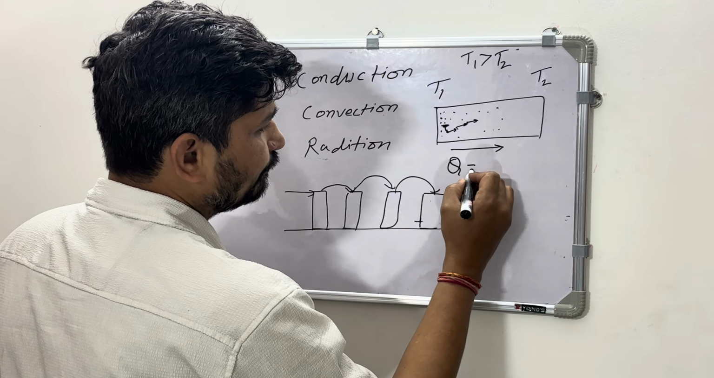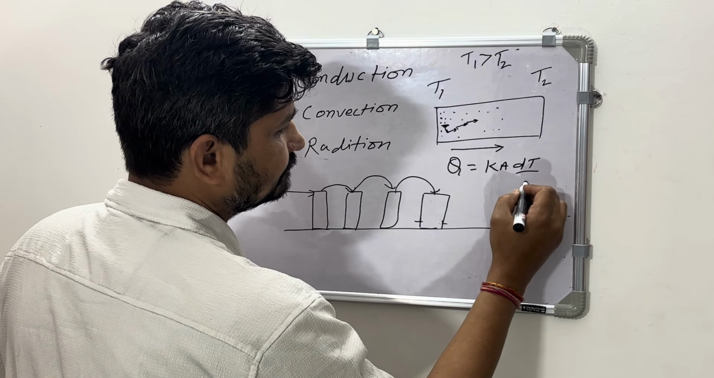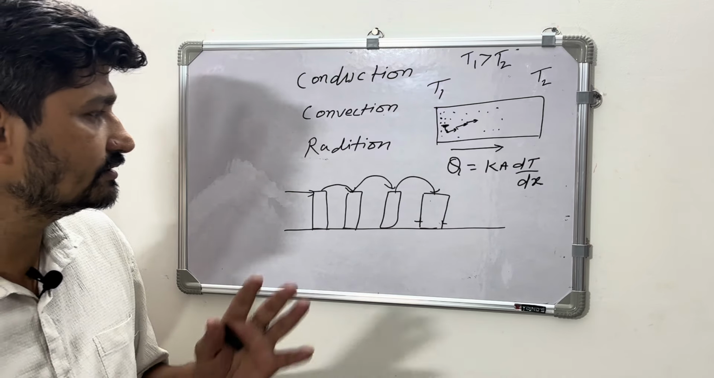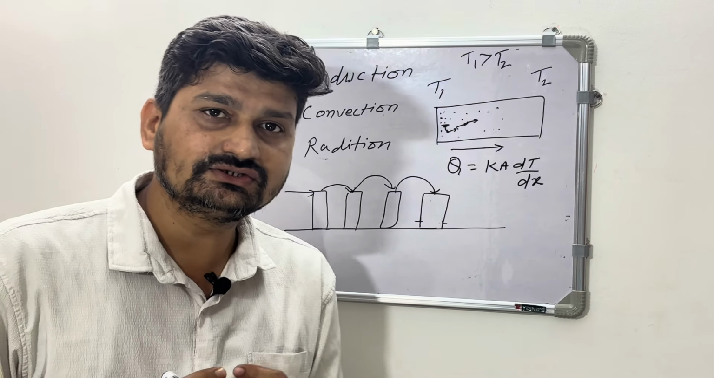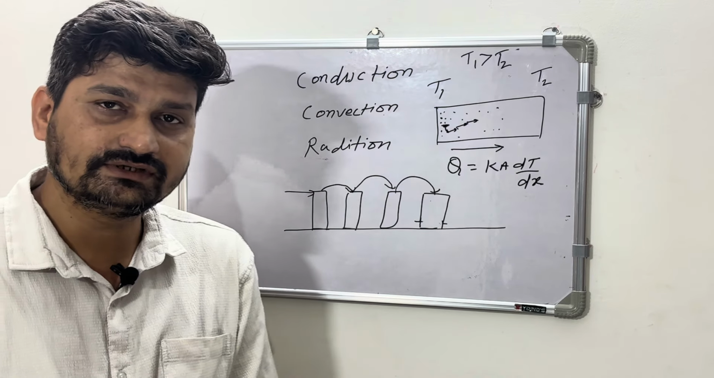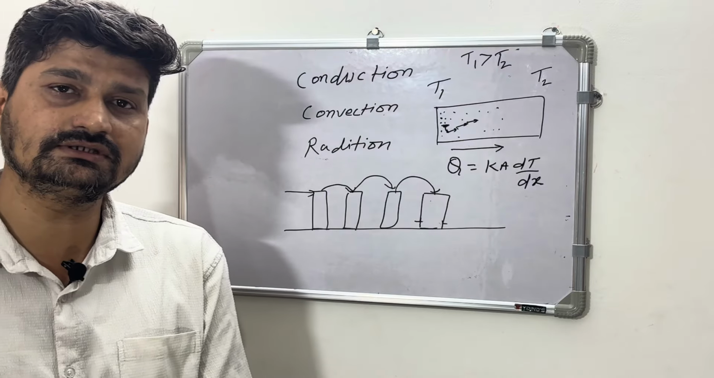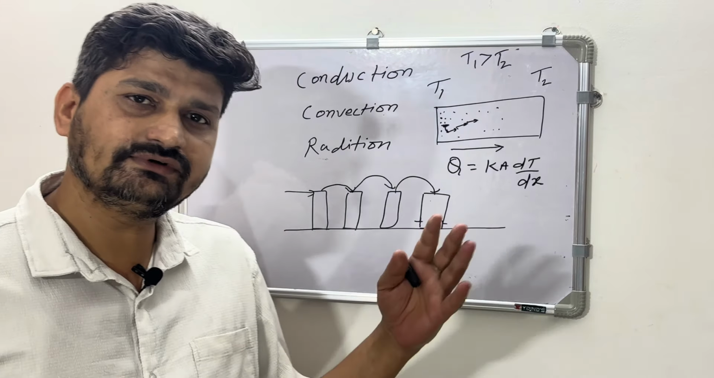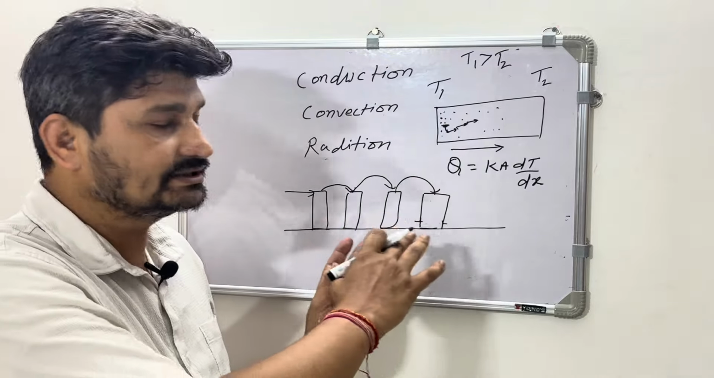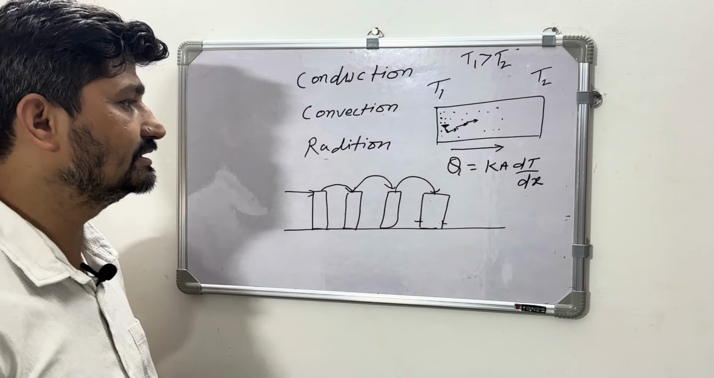The equation for this conductive heat transfer is given as Q = KA dT/dx. I won't tell you much detail because my intention is to let you know the basics of the modes of heat transfer, so that we can apply them to the selection of the radiator. I will not explain in detail how it happens. I'm just trying to give you the basic concept of heat transfer.